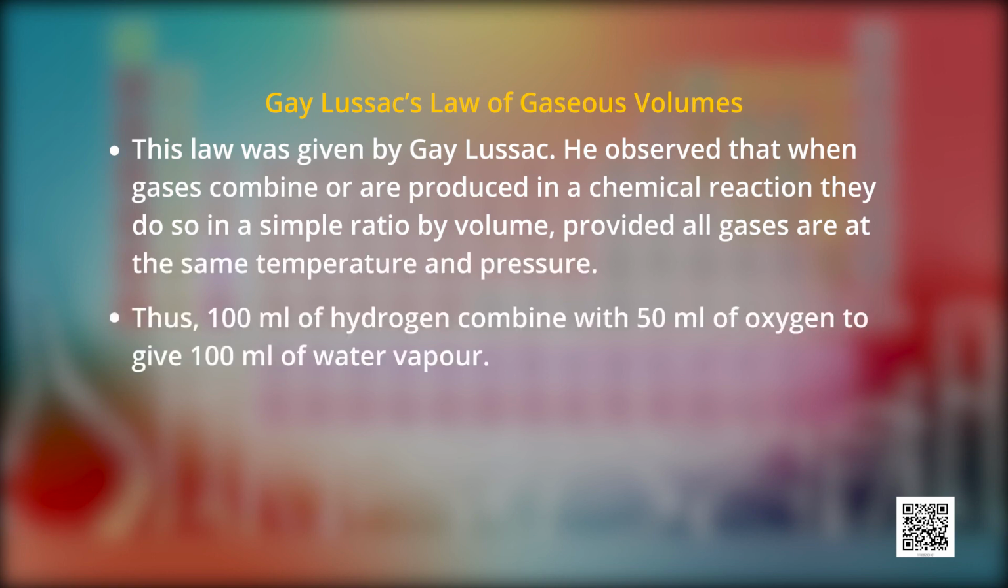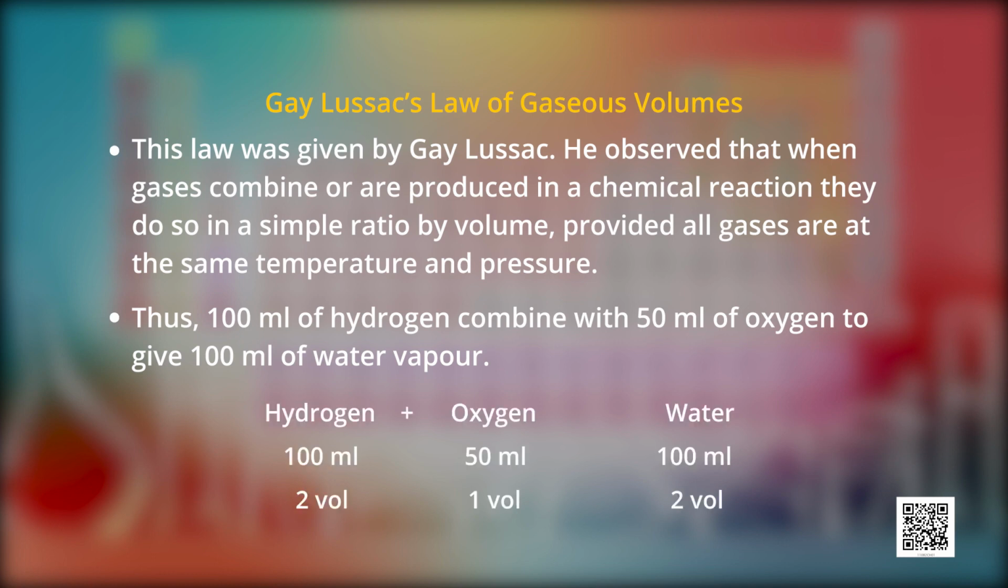So, when 100 milliliter of hydrogen combined with 50 milliliter of oxygen, it will give 100 milliliter of water vapor. You can see on the screen 2H2 plus O2 gives 2H2O, and the volume also: 100 milliliter hydrogen, 50 milliliter oxygen, and 100 milliliter of water is forming.